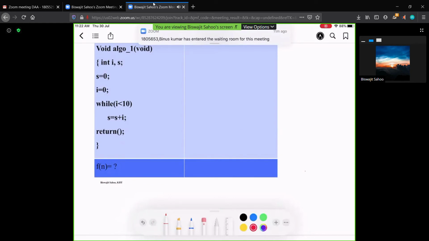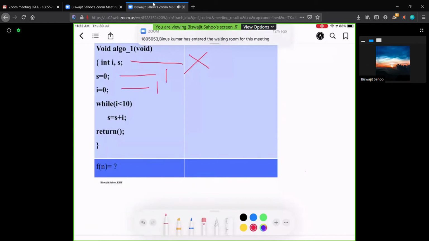Can you tell, should I consider this declaration statement? Yes or no? No, sir. It's a statement, but it's not an executable statement as far as execution is concerned. Then, should I consider this statement that assigns 0? Yes, sir. What would be the frequency count? 1. Very good. The next statement will also be executed once. Understood by everyone? Yes, sir.